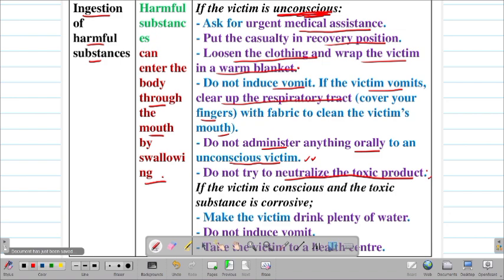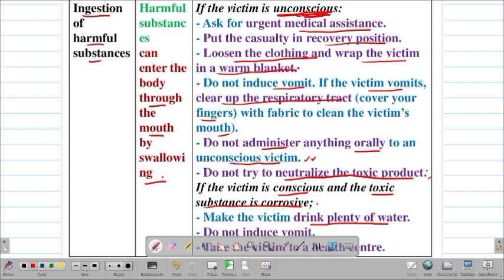But in the case where the victim is conscious, now conscious of course means that the victim can respond to external stimuli. For example, when you tap them on their shoulder, they are likely to recognize that particular tap. If you call their name, they're likely to respond. So if the victim is conscious and the toxic substance is corrosive, that is, the toxic substance within their body is highly corrosive, then in such a case, you're supposed to make the victim drink plenty of water.